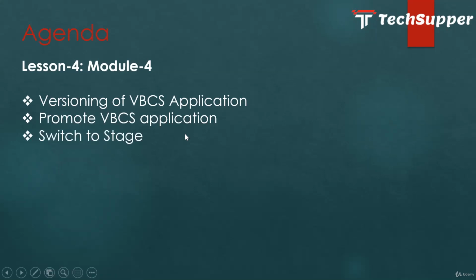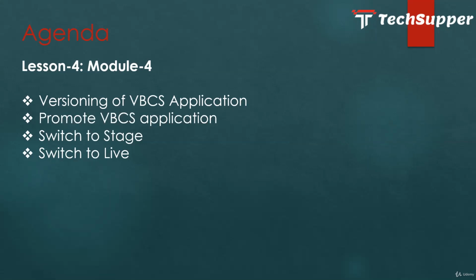Now, apart from promoting, we will see how to switch to stage our VBCS application and how to make it live. Once you promote your application from dev to test, in dev the stage will be development. But when you move your application from development to the UAT instance, you may need to give the URL of your application to the end user to test it. You cannot give your application in the development mode, because the end URL will not be available.